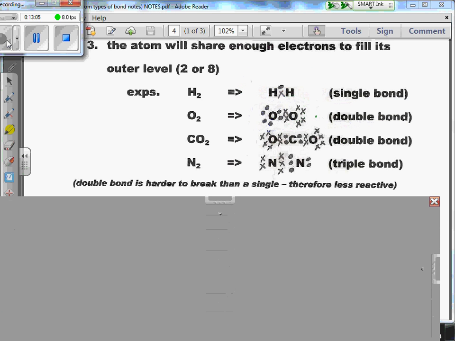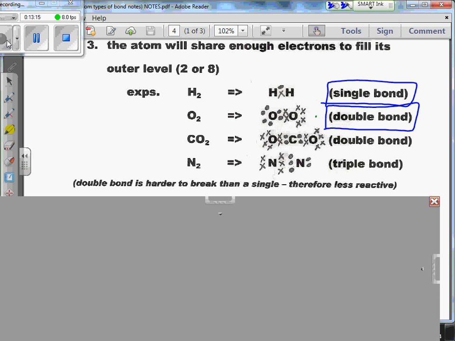Okay, so now that you got those examples written down, keep in mind that we have different names for the bonds depending on how many pairs of electrons they're sharing. 1 pair is a single bond, 2 pairs is double, and 3 pairs being shared is called the triple bond. Look at this. It says a double bond is harder to break than a single. Therefore, if something has a double bond, it's less reactive.